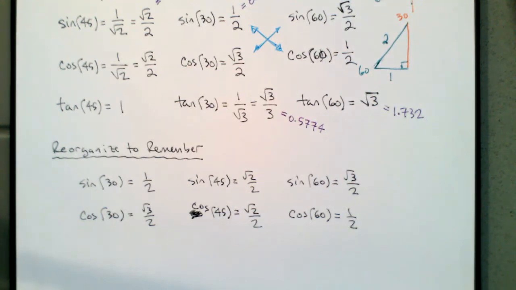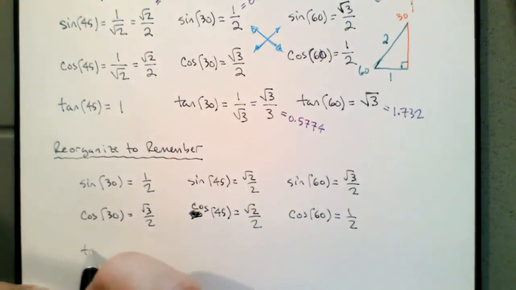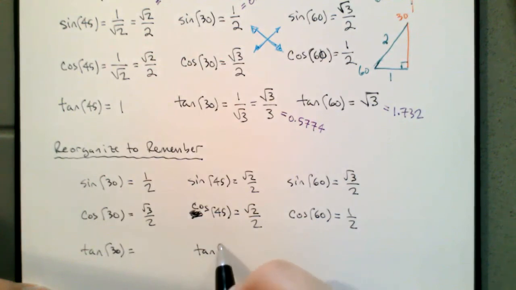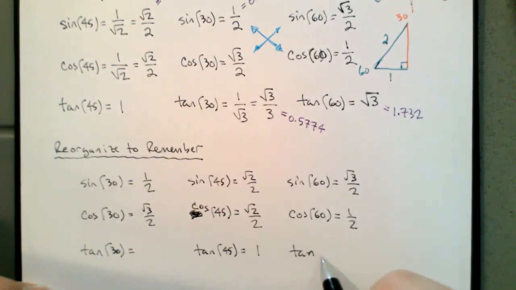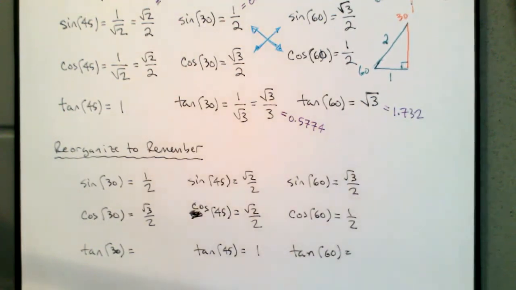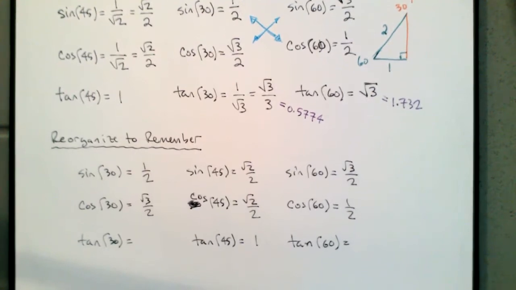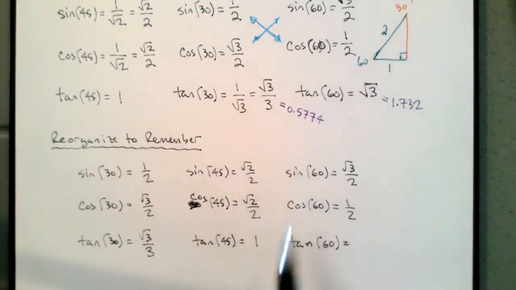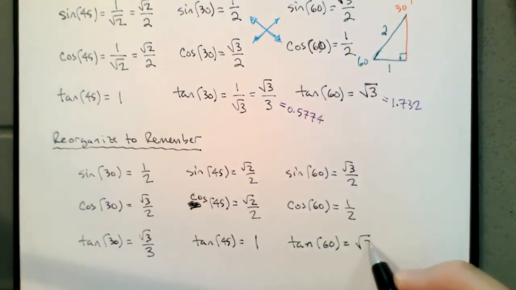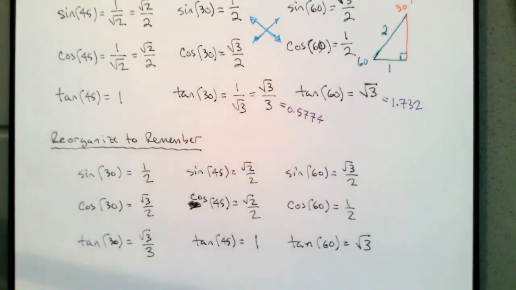Then we want to throw tangent into the mix. And I'll put them in: tangent of 30, tangent of 45, and tangent of 60. Looks like tangent counts up because tangent of 30 is root 3 over 3, 0.5774. Tangent of 45 is 1. Tangent of 60 is the big one at square root of 3, which is 1.732.